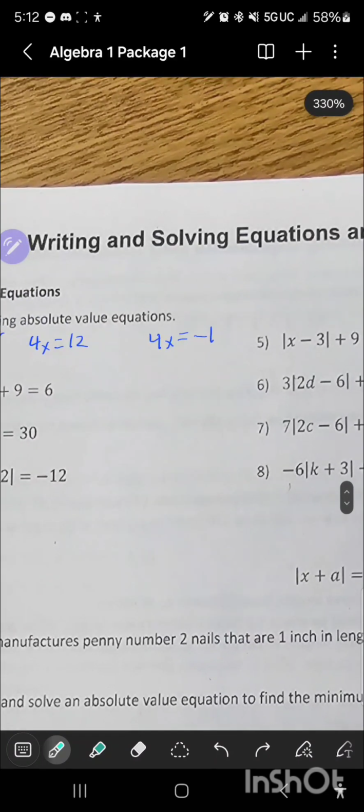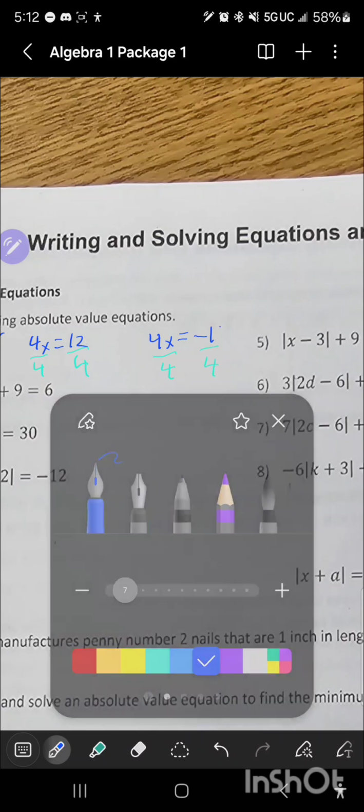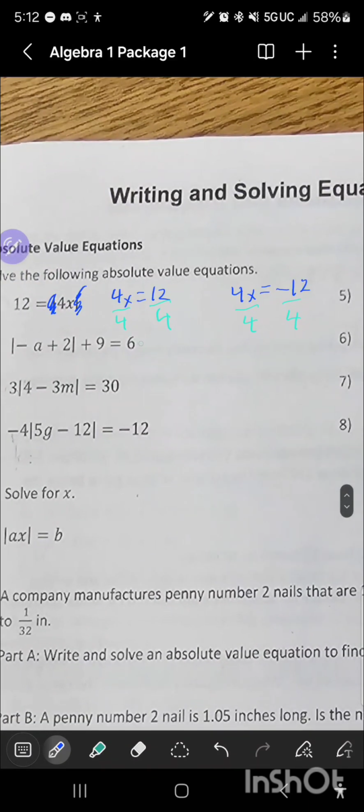Okay. Sorry. We divided both sides by 4. And I get that 4 divided by 4 is just 1. So x equal 12 divided by 4, 3. And in this case, x equal negative 12 divided by 4. Since they have different signs, our result is going to be with a negative sign. So it's minus 3. And that's our answer for that specific example.